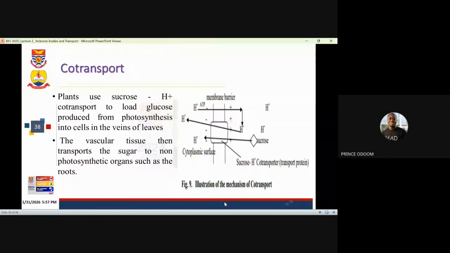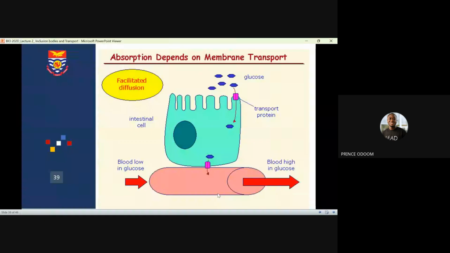As I rightly said, the concentration gradient of H plus will load glucose from photosynthesis into the cells of the veins of the leaf. So this is mainly translocation, that is when the finished product is transported into the storage organs of the plant. So that's translocation. So this is facilitated.